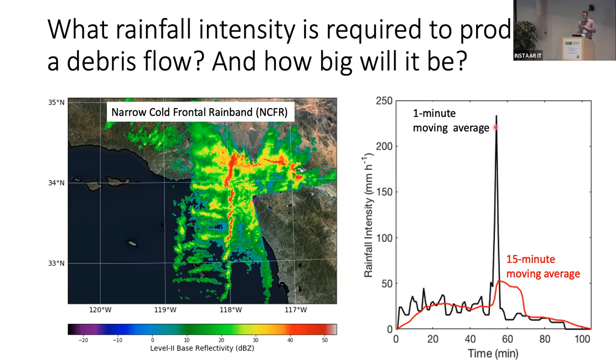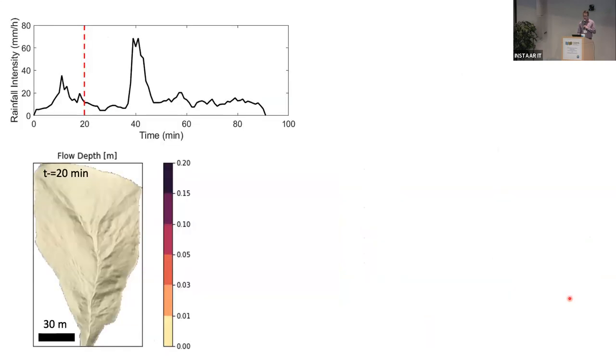And I'm showing here not only in black the 1 minute average of the rainfall intensity, but also the 15 minute moving average, because I mentioned that averaging rainfall over that 15 minute duration has proven to be a good predictor of whether or not a debris flow will occur. So I'm going to reference that value a decent number of times moving forward. If we were going to characterize this rainstorm with a single metric, you could say that the peak 15 minute average rainfall intensity of the storm is roughly 50 millimeters an hour.